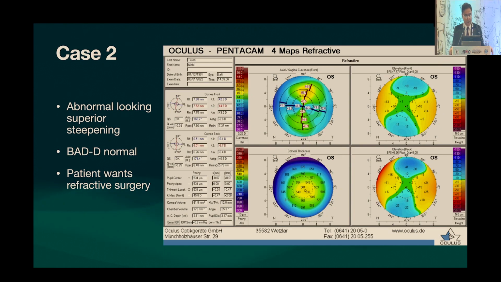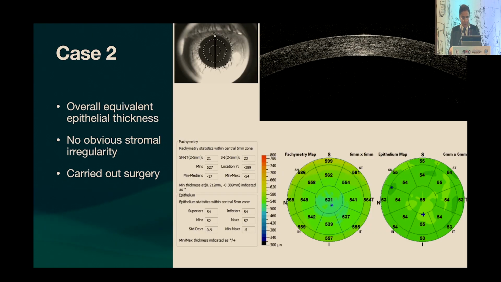Now let's look at case 2. Here this is an abnormal looking superior steepening, again a bad D, and the patient wants refractive surgery. So a Pentacam may create a doubt, and your 4 map may create a doubt. But again, we looked at the epithelium, and the epithelium was even all around, and the patient was fine, and the patient underwent surgery, and there was no other issue.